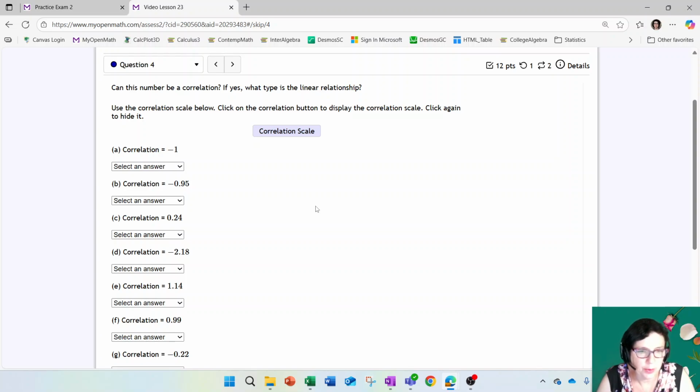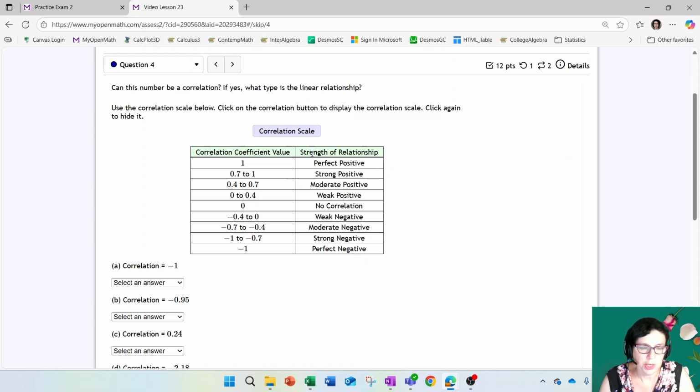Okay, guys, in this question, we are going to use the correlation scale to classify the correlation coefficients. When you click on the button, you can see that if correlation is equal to 1, we consider this a perfect positive relationship. If it's between 0.7 and 1, strong positive. 0.4 to 0.7 is moderate positive, between 0 and 0.4, weak positive. Now, if it's 0, then we would just say there is no correlation.